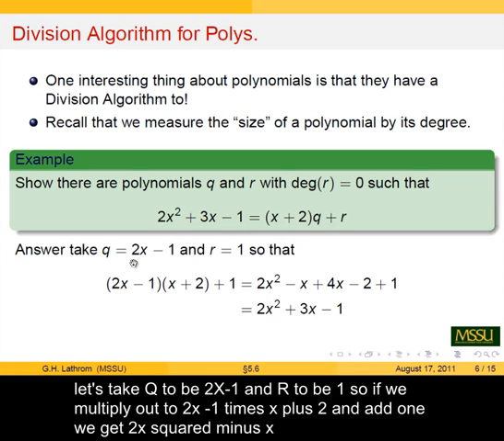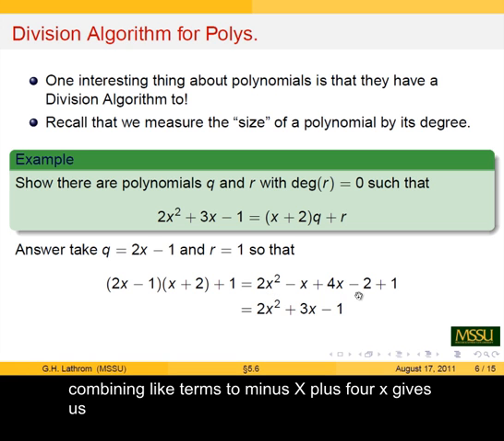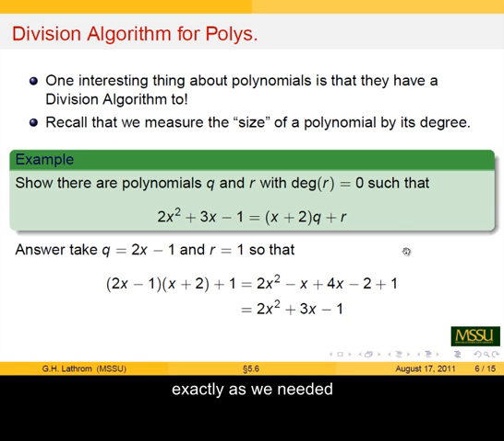Let's take q to be 2x minus 1 and r to be 1, so that if we multiply out 2x minus 1 times x plus 2, then add 1, we get 2x squared minus x plus 4x minus 2 plus 1. So these four terms being what we get when we multiply out 2x minus 1 times x plus 2. Combining like terms, the minus x plus 4x gives us 2x squared plus 3x minus 1, exactly as we needed.